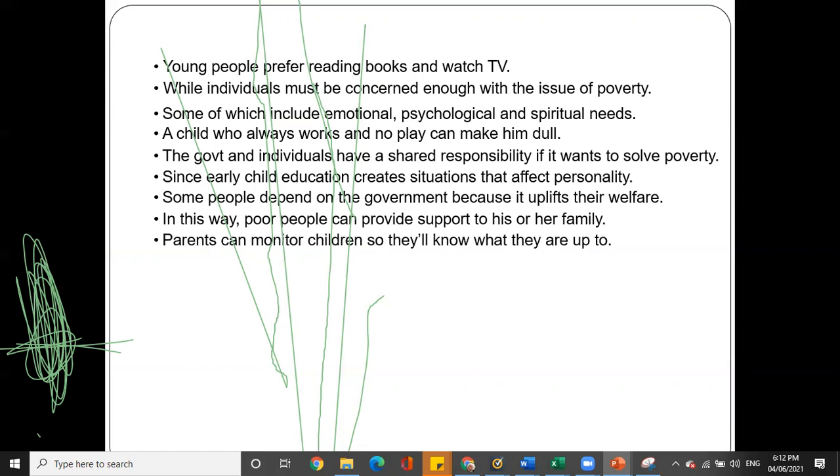Parents can monitor children so they'll know what they're up to. Oh, this one is so confusing. So the problem with they is that it refers to either parents or children, right? So you don't know which one it refers to. So how do you correct that?